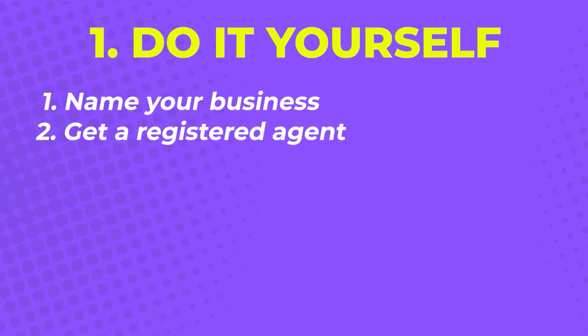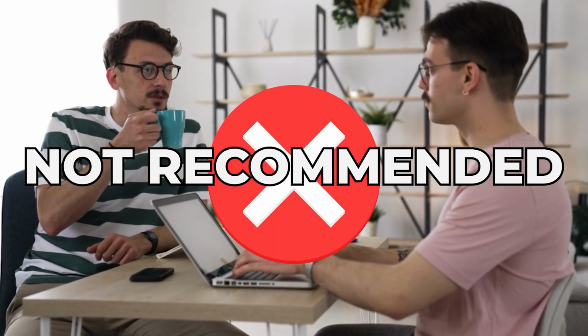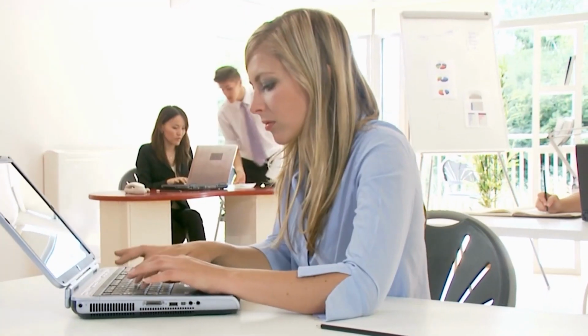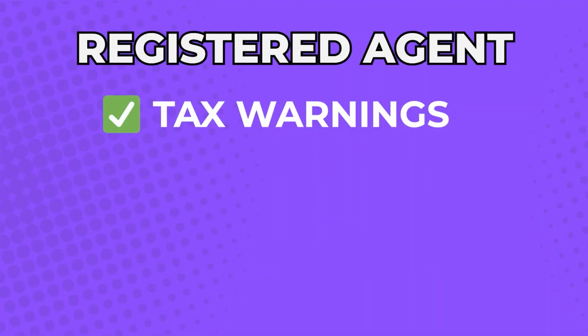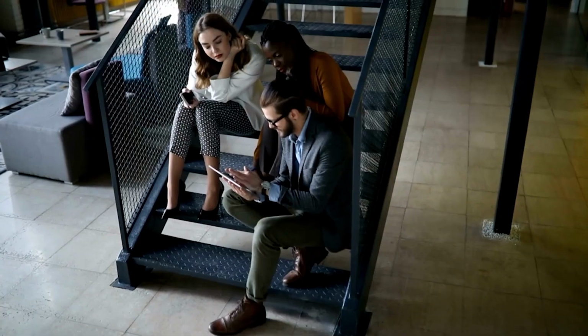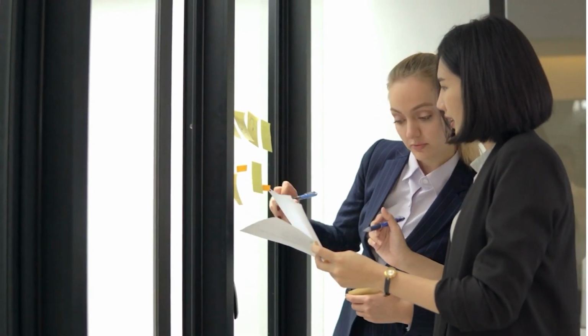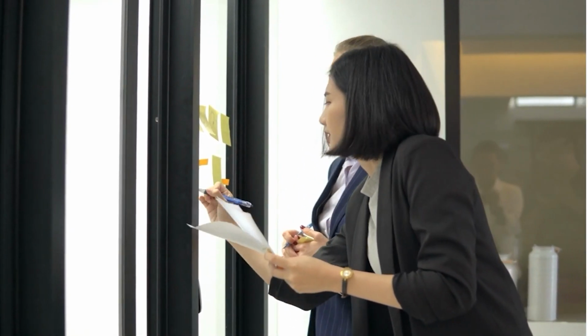Step 2. Get a registered agent. South Dakota requires LLCs to have a registered agent who will serve as a primary point of contact for anything that has to do with your business. Although it's possible to register your own name or the name of friends and family as the agent, I highly recommend getting a professional. The registered agent will be receiving and managing tax warnings, subpoenas, and other critical legal papers on your behalf. While you may have trusted friends and family members who are willing to help out, a professional registered agent has the training needed to sort out potential issues and protect your company at all costs.